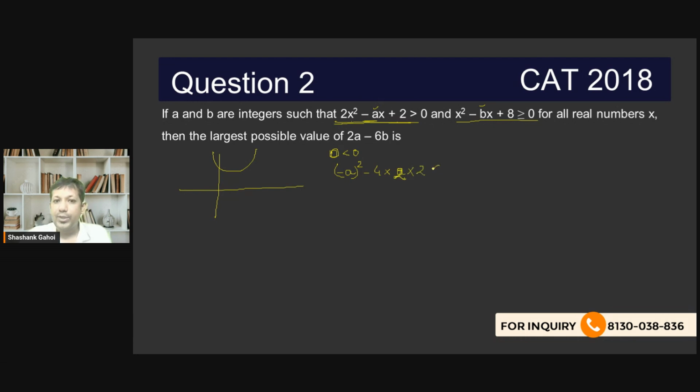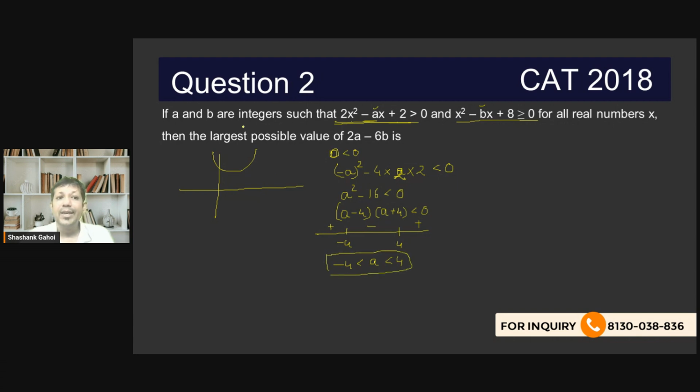b square minus 4ac is less than 0. So a square minus 16 is going to be less than 0. I can say that it is going to be (a minus 4) into (a plus 4), and it is less than 0. So from here, number line, minus 4, 4. Plus minus plus. So a should be lying between minus 4 and 4. This is what we got.